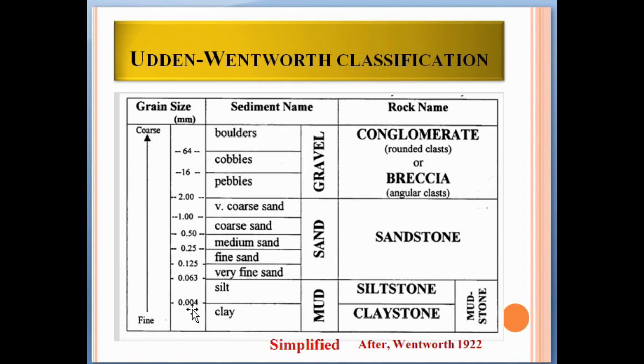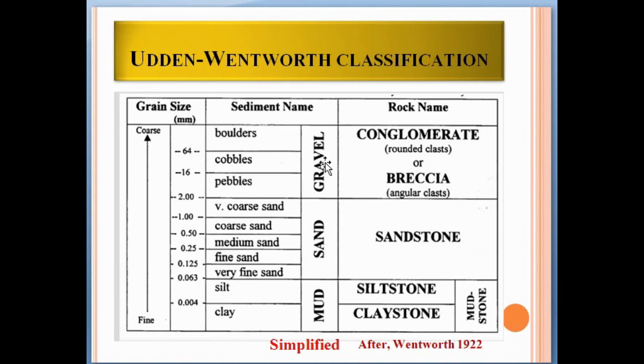So, 0.004 millimeter to 0.063 millimeter grain size is known as silt. Below 0.004 millimeter grain size is known as clay, and then 0.063 to 0.125 millimeter grain size is known as very fine sand. Then 0.125 to 0.25 is known as fine sand, and likewise this scale goes up to 64 millimeters. Above 64 millimeters is known as boulders.